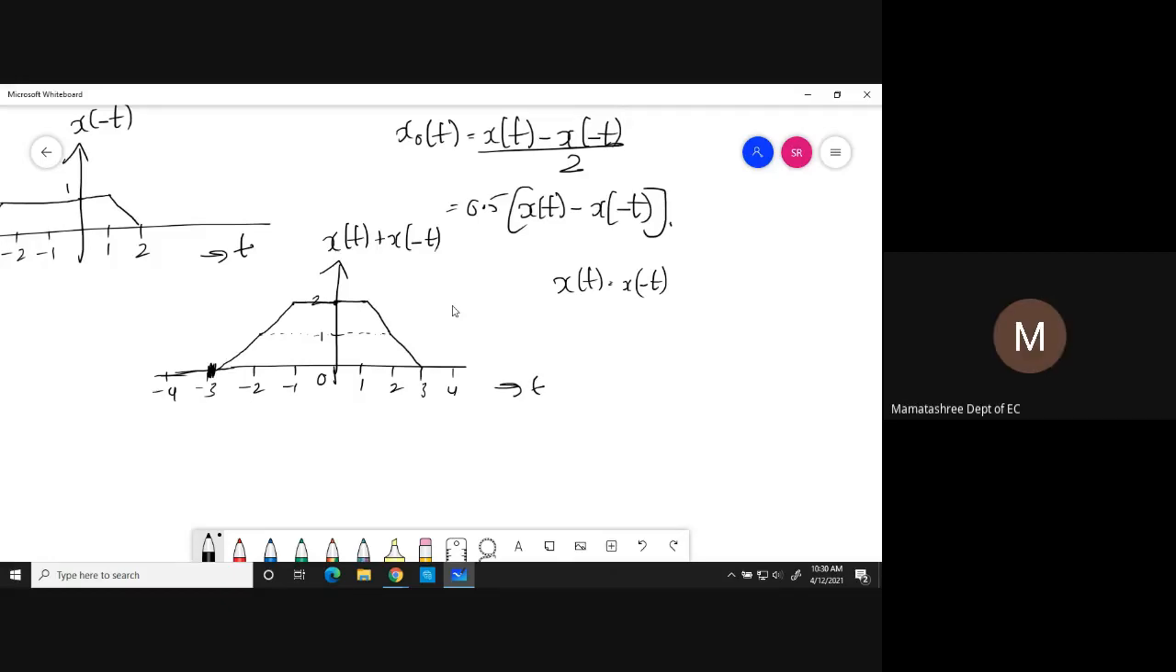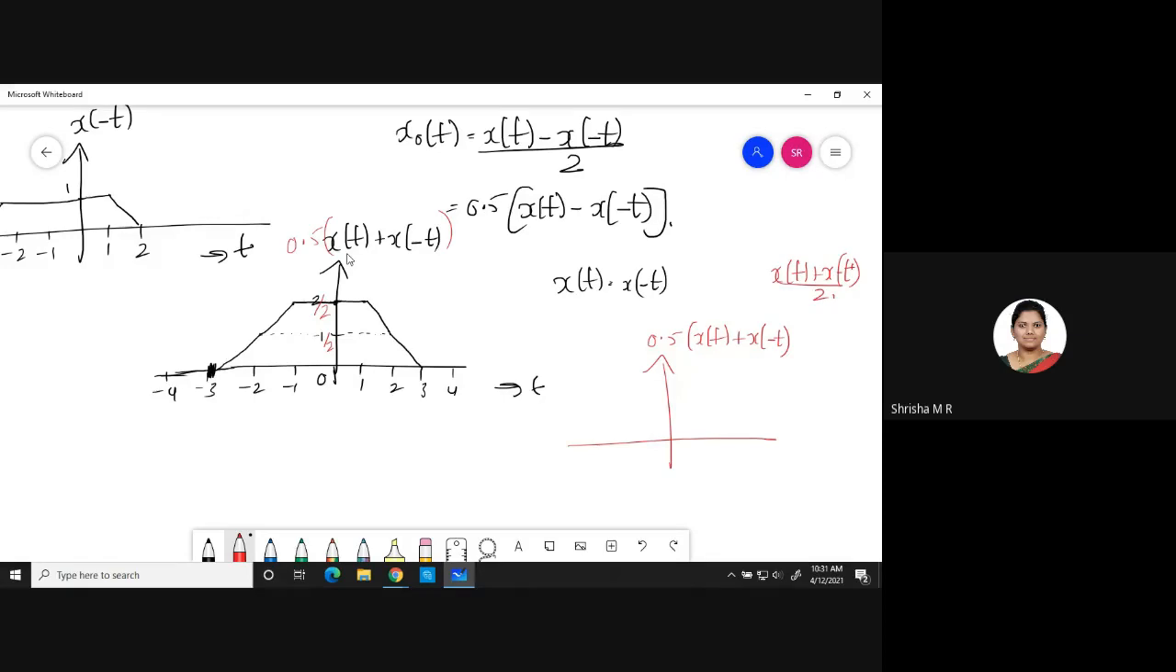Yes, ma'am. Now we have to get 0.5 times the amplitude, right? So you redraw this, but I'll change it here only. 0.5 times this one means 2 by 2, 1 by 2. Your signal will be from 1 to 0 to 1 amplitude. If you want me to draw, I'll draw. You have to draw. 0.5 into x of t plus x of minus t, or you can also write x of t plus x of minus t divided by 2. So that will be 1.